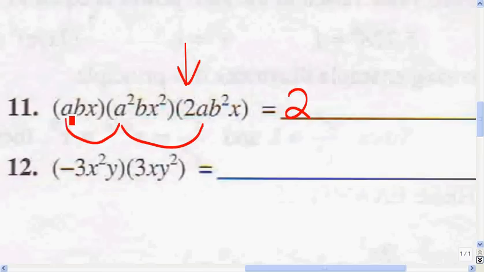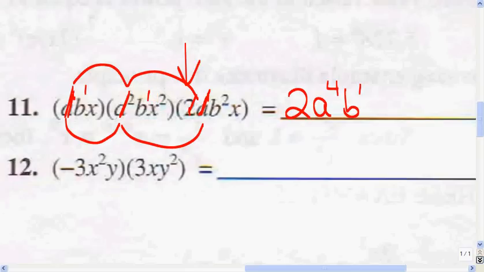Now let's do the variables. A. This is to the first, this is to the second, this is to the first. Remember, when we're multiplying, we add the exponents. So that's going to be a to the fourth, because 1 plus 2 is 3, plus 1 is 4. Okay, so we got the a's out of the way. Now let's do the b's. 1, 1, 2. So that's b to the fourth. And then let's do the x's. 1 plus 2 is 3, plus 1 is 4, so that's x to the fourth. That's our answer.